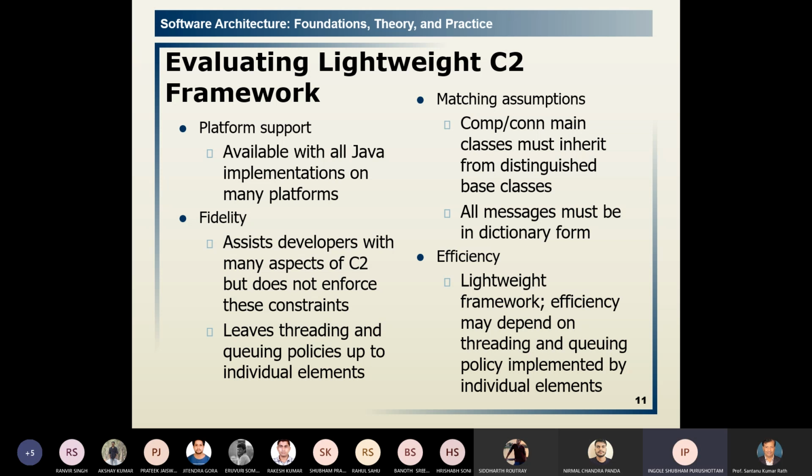It is a lightweight framework. Efficiency may depend on the threading and queuing policy implemented by individual elements. So the efficiency is, first, it is lightweight, and second, it depends on the threading and queuing policy implemented by individual elements. In the fidelity point, we saw the last point, threading and queuing policy is up to the individual elements.